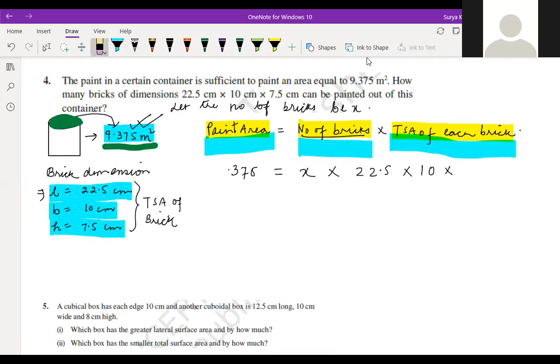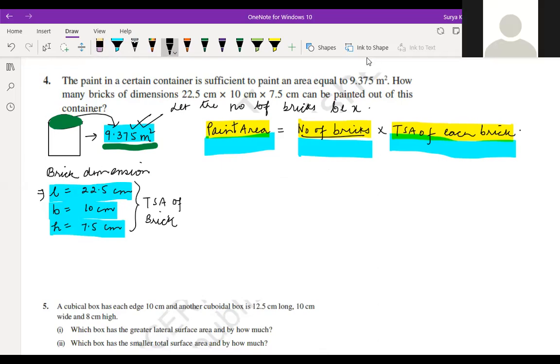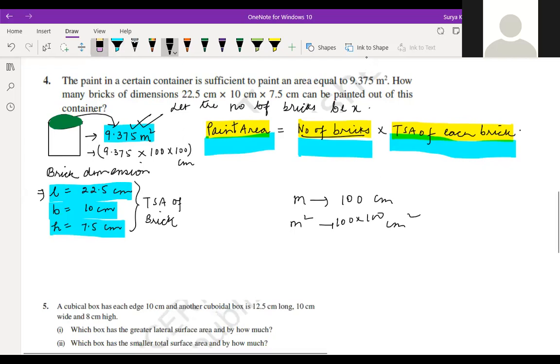But remember, children, here one is given in centimeter, one is given in meters. So to convert this meter square to centimeter square, Pulastya, how to convert meter square to centimeter square? You have to multiply by 10,000. So meter to centimeter, children, is 100 centimeter. And meter square to centimeter square is equal to 100 into 100. Is it clear to everyone, children?